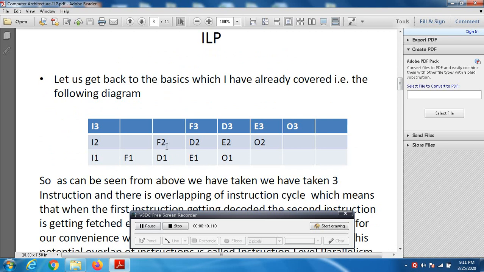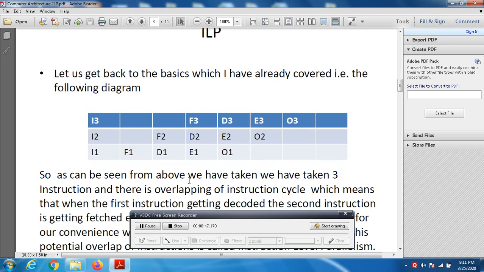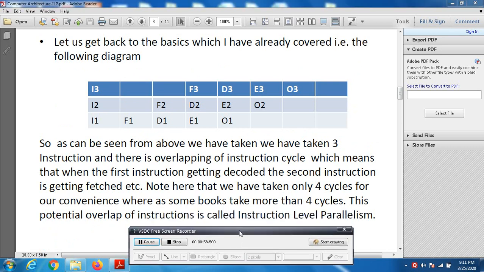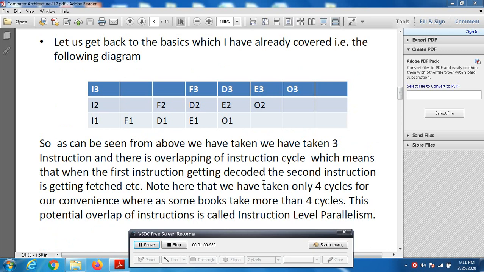Remember, there the instruction was having 4 cycles: fetch, decode, execution, and output write. And similarly, instruction 2 was having the fetch, decode, execution, and output write. As can be seen from above, we have taken 3 instructions, and there is overlapping of instruction cycles, which means that when the first instruction is getting decoded, the second instruction is getting fetched, etc. Note here that we have taken only 4 cycles for our convenience.